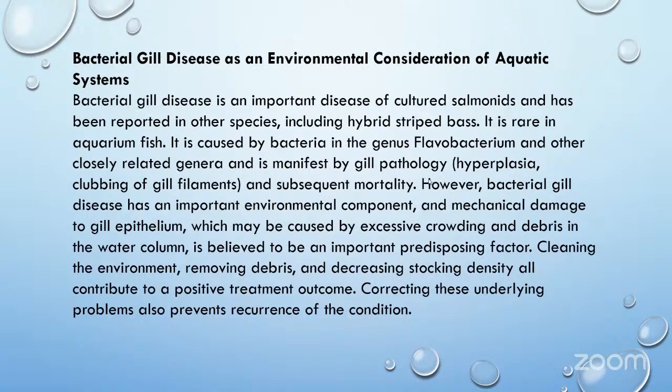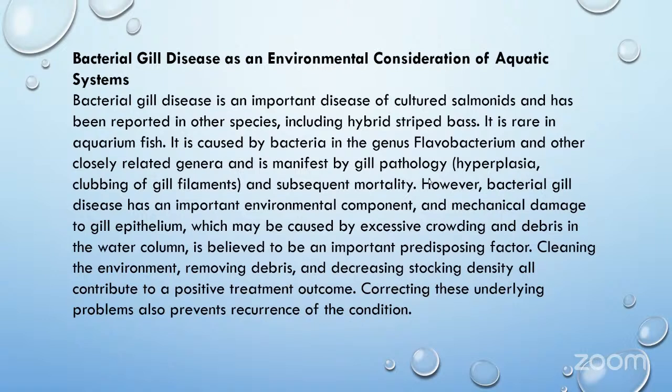Bacterial gill disease as an environmental consideration of aquatic systems. Bacterial gill disease is an important disease of cultured salmonids and has been reported in other species also, including hybrid striped bass. It is rare in aquarium fish. It is caused by bacteria in the genus Flavobacterium and other closely related genera and is manifested by gill pathology and subsequent mortality.